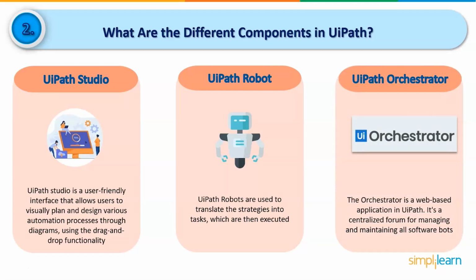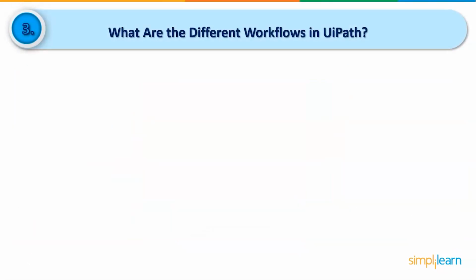UiPath Orchestrator. The Orchestrator is a web-based application in UiPath. It has features for deploying, monitoring, scheduling, and controlling automated bots and processes. It's a centralized platform for managing and maintaining all software bots. What are the different workflows in UiPath?